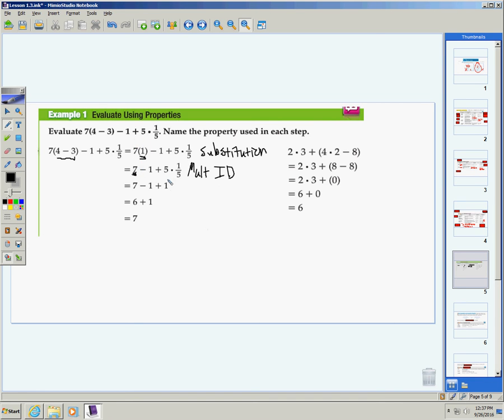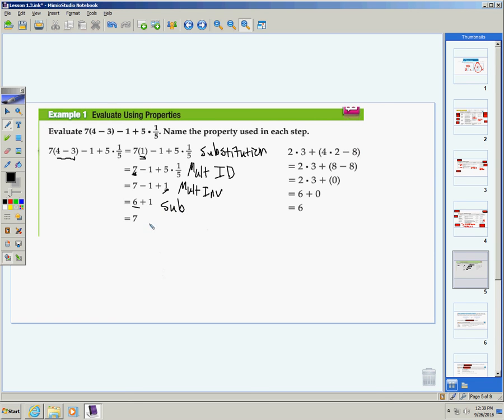And then I go from 5 times 1/5 to 1. And right there, there's the multiplicative inverse. And again, you can kind of abbreviate. Because any number, 5 over 1, times its reciprocal, 1 over 5, is going to be 1. Just using these properties. And then 7 minus 1 is 6. That's going to be substitution. And if you just want to put sub, that's fine.